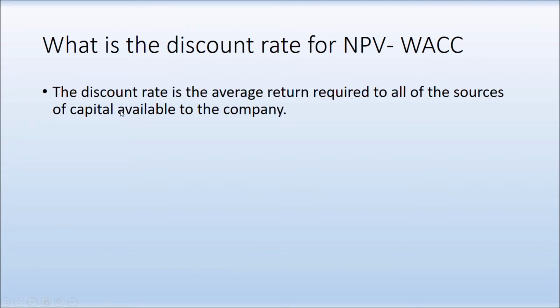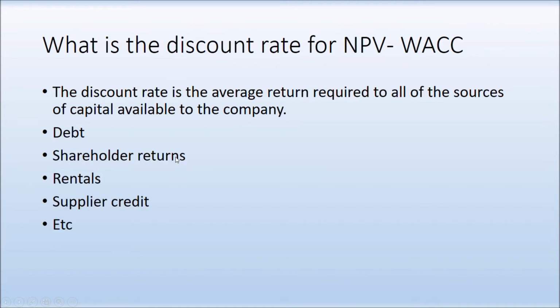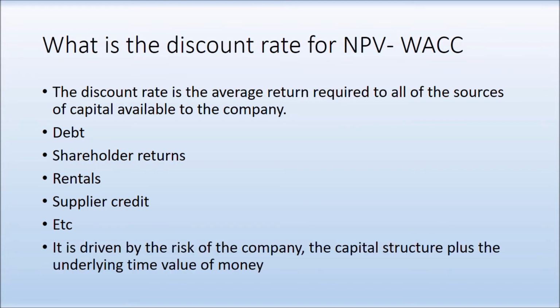So the weighted average cost of capital is the discount rate that's applied. It is the weighted average return of all the sources of capital available to the company, with debt, shareholder returns, rentals, supply credit, whatever else there is. It's the return that's required from all of these sources of capital. You multiply them by the rates, add them up, and divide by the total to create that required discount rate. So it's driven by the risk of the company, the capital structure, and the underlying time value of money.